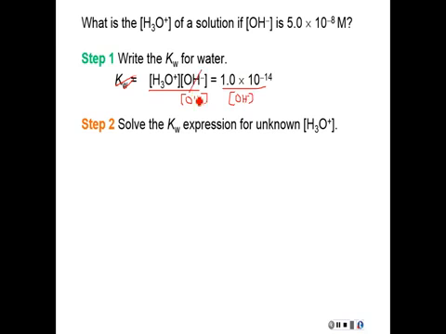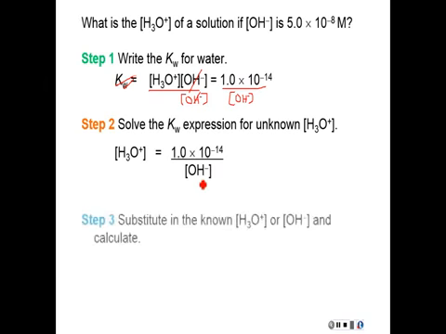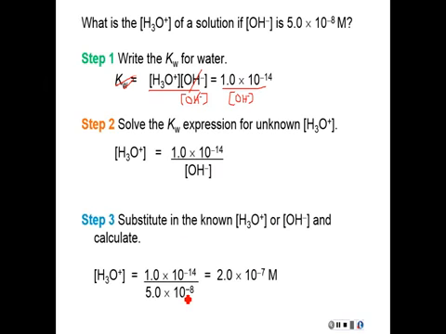And the hydroxide would cancel out over here, and that's what we're left with. And then I would just go and plug in my 5.0 times 10 to the negative 8th, and I would solve for that, and I get 2.0 times 10 to the negative 7th. Now one note about putting these numbers into your calculator.